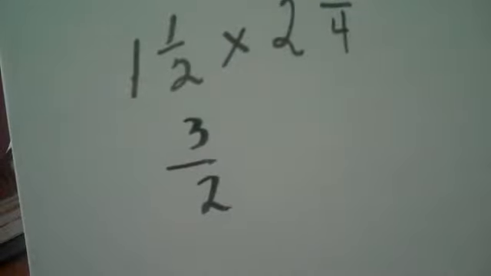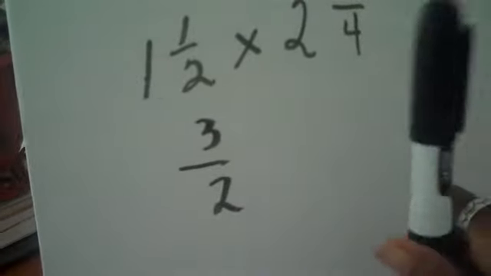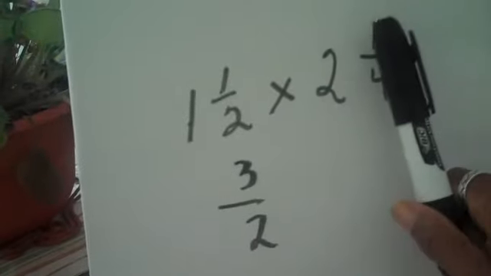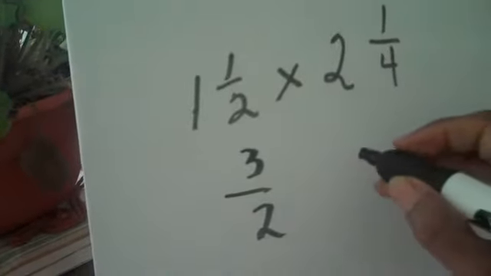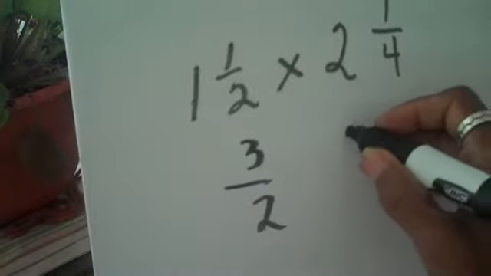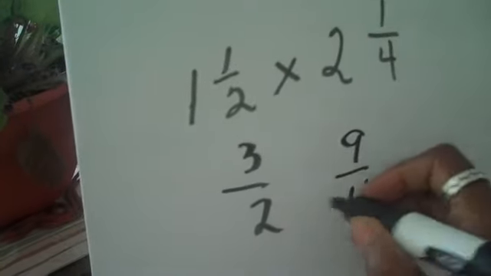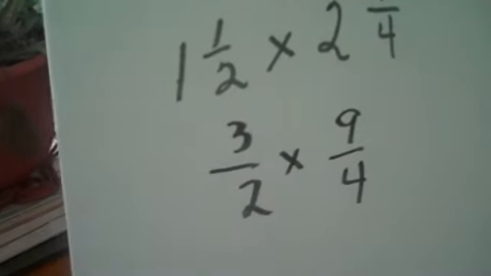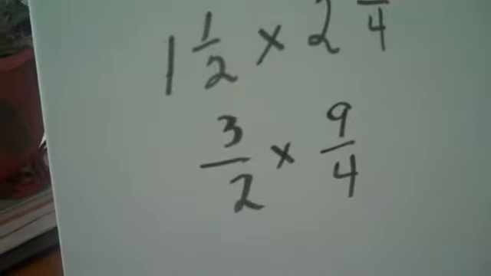We do the same thing with 2 1/4. We multiply 4 times 2 is 8, plus 1 is 9. So then this will become 9/4. So the problem is 3/2 times 9/4. So this looks like our first example.